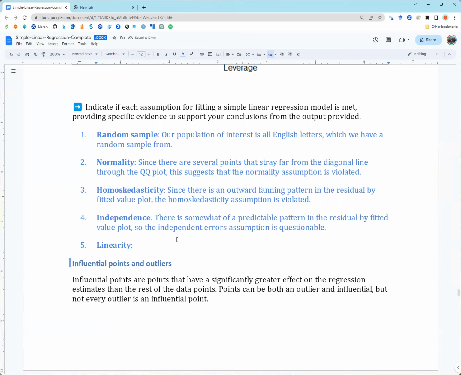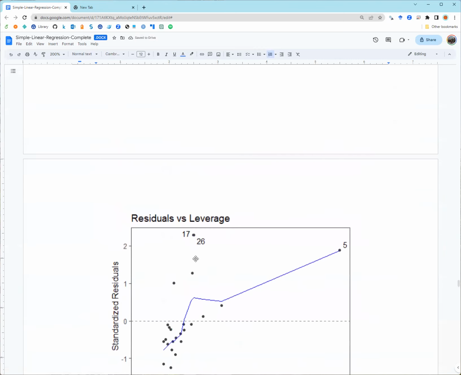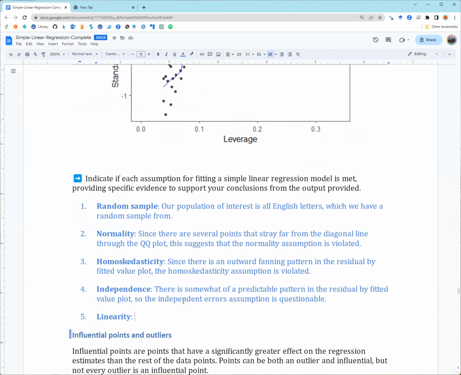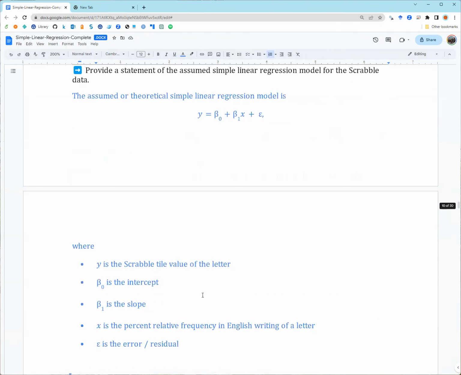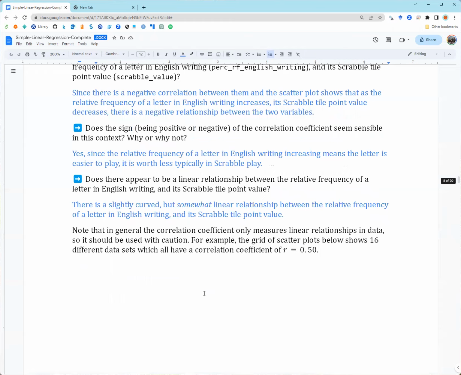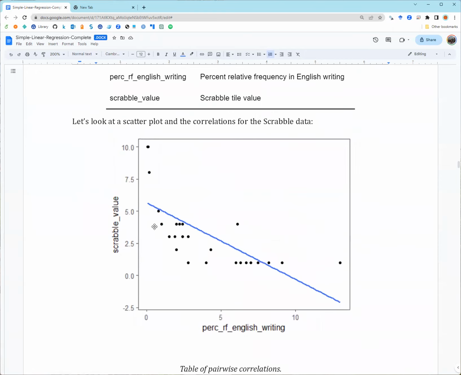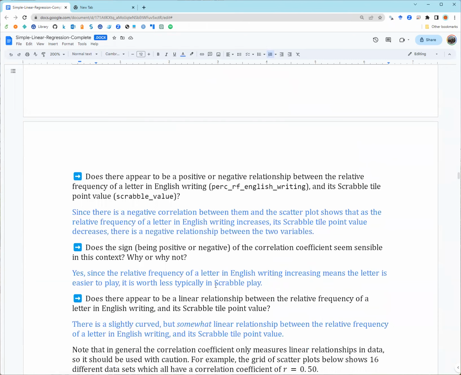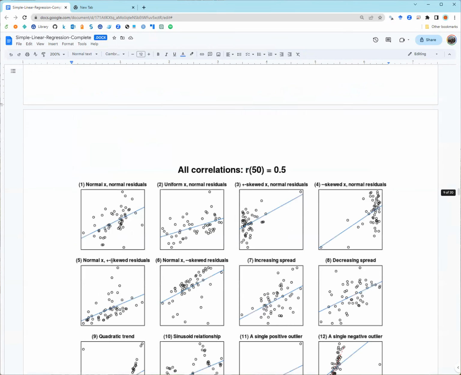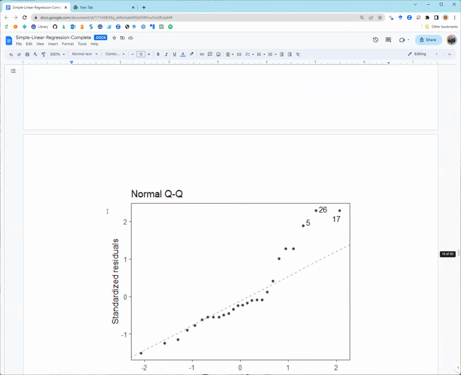And then lastly, for linearity, we need a straight line relationship between X and Y. We'll look at a scatter plot between X and Y. So if we look at that, we go all the way back. It was right here. Do the points follow a straight line trend? Well, we already kind of answered that. We said it's somewhat linear. So we're going to copy our response from earlier here.